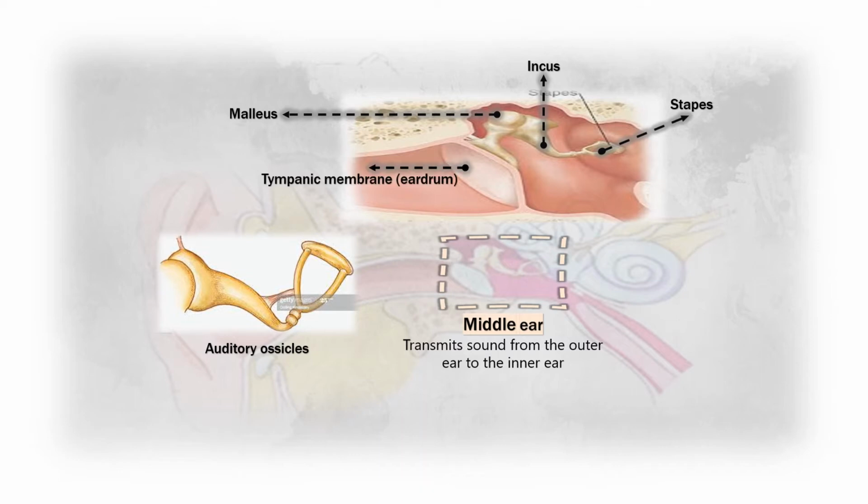The second part is the tympanic membrane or eardrum. It forms the boundary between the outer ear and middle ear. It vibrates freely in response to sound waves. The third and final part is the auditory or eustachian tube. It helps ventilate the middle ear and maintain equal ear pressure on both sides of the tympanic membrane.